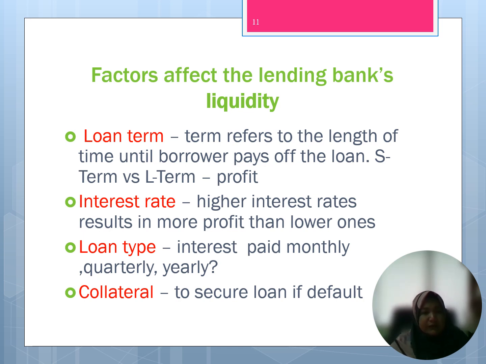To maintain liquidity, the bank will sometimes take collateral, because if the loan defaults and the bank does not have funds, they can liquidate the collateral, auction it to get their money back. So this increases the funds in the bank and brings liquidity to an appropriate level.